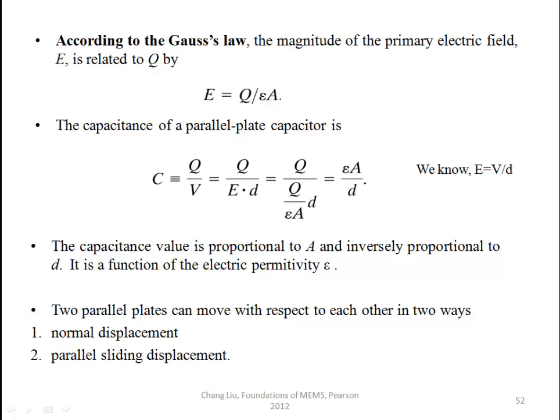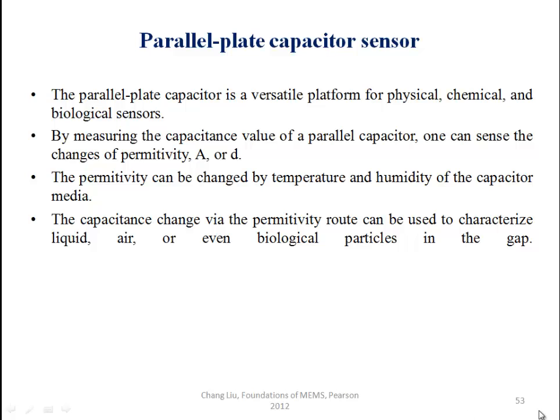That means the capacitance value depends upon the area, is inversely proportional to distance, and also the capacitance is a function of permittivity epsilon. So if we are using a two parallel plate capacitor, we can assume two types of movement. First one is normal displacement, second one is parallel sliding displacement. So these are the basic ideas about parallel plate capacitor and some of the equations connected with parallel plate capacitor.